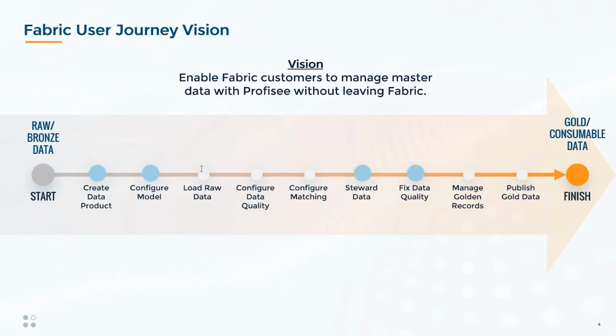So where we are on that journey as far as delivering this vision, in March of 2025, we went GA with our workload, which included the ability to create that initial data product, to be able to configure your entities and attributes. We also had the ability to steward data and fix data quality issues within the Profisee Fabric workload.